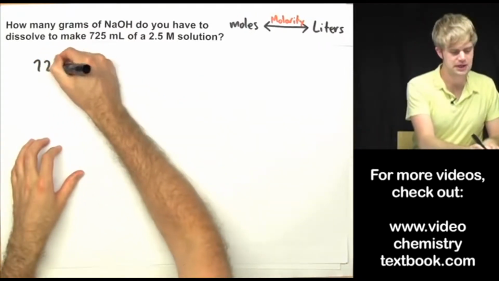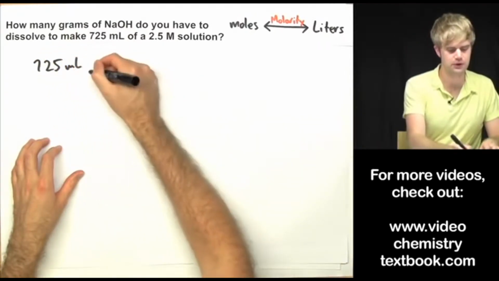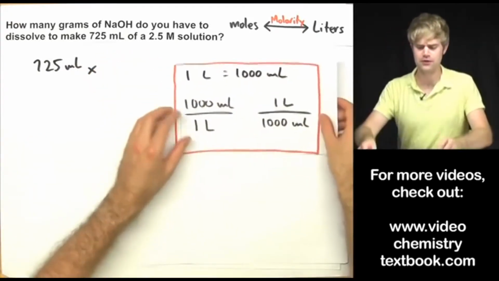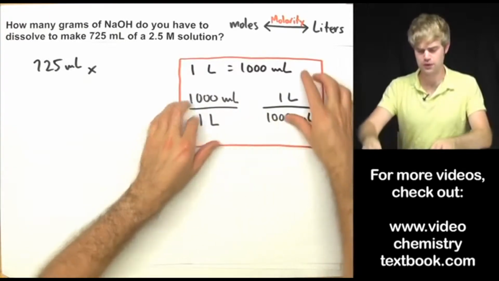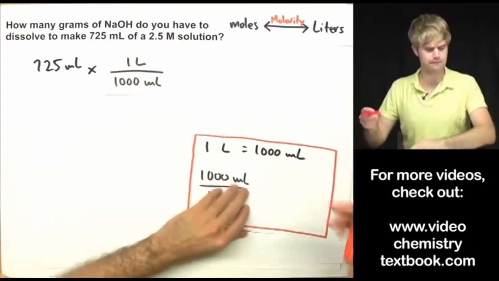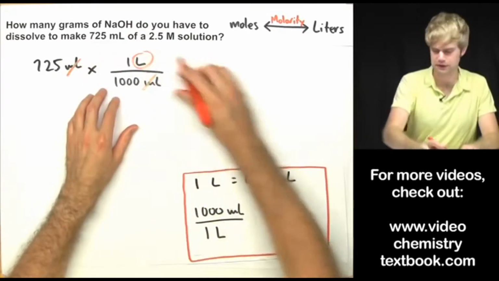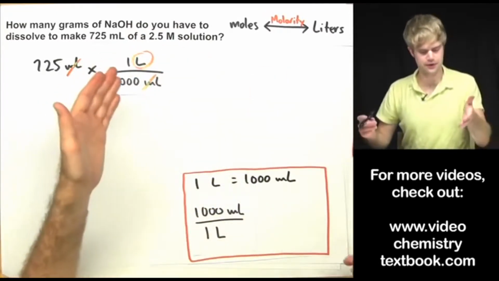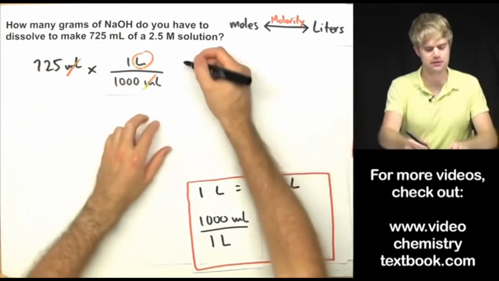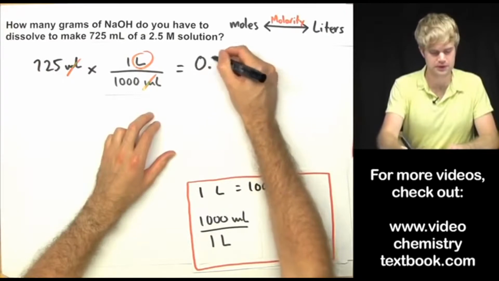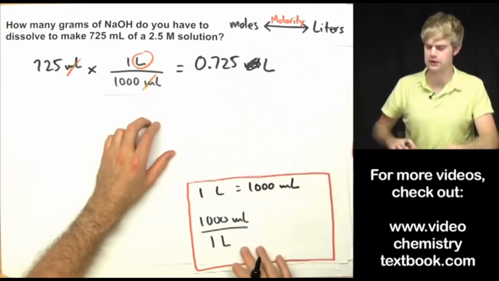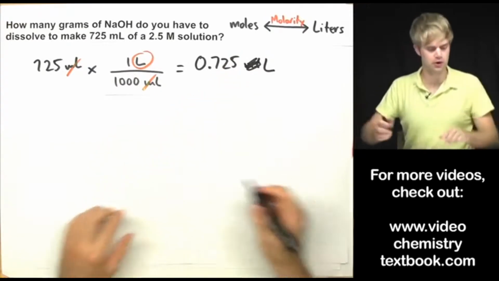We'll start by taking 725 milliliters and turning that into liters. There are 1,000 milliliters in 1 liter, so we can use one of these conversion factors. Multiply it by this one. These cancel out. Left with liters. Since there are 1,000 milliliters in 1 liter, all I'm doing here is dividing this by 1,000 to get 0.725, not milliliters, liters. Okay, so there's my volume.